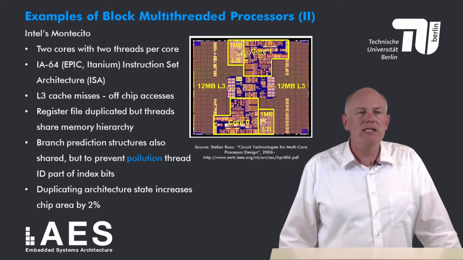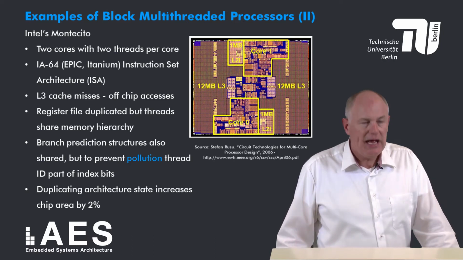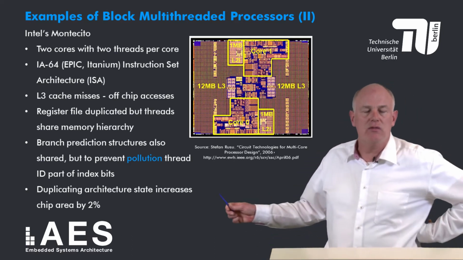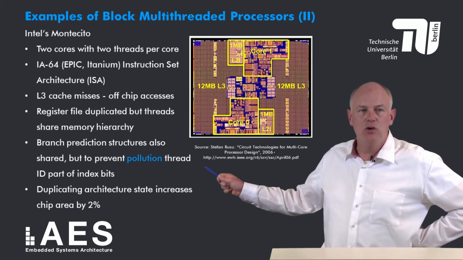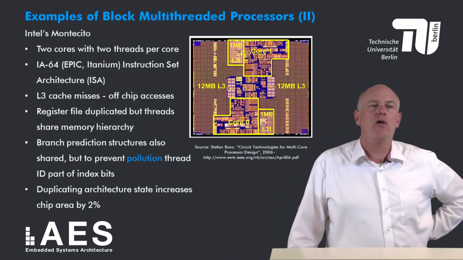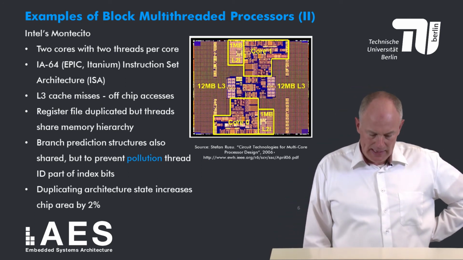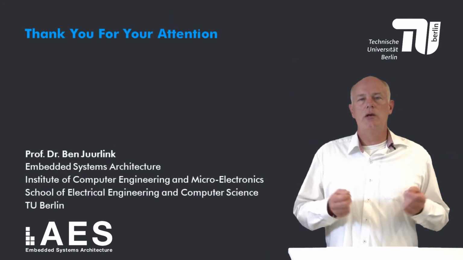Intel Montecito is also an example of a block multithreaded processor, and they estimated, I will not read out this slide, that duplicating the architectural state increases the chip area by only 2%. This concludes this lesson.